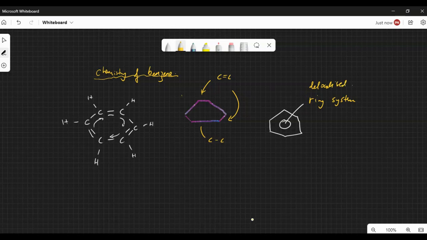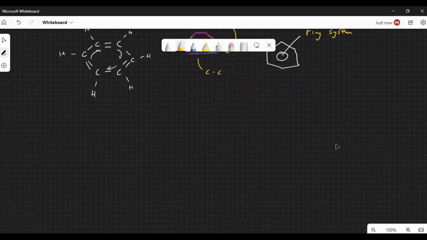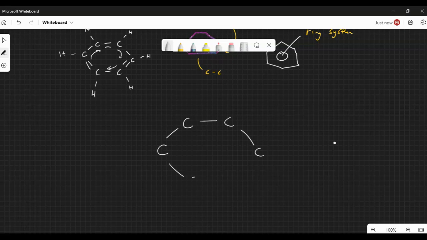All right, now some technical stuff. What does the delocalized ring system mean? Well, let's redraw the benzene a bit bigger. I don't know if you know what I'm going to talk about now, but it's how benzene does what it does.